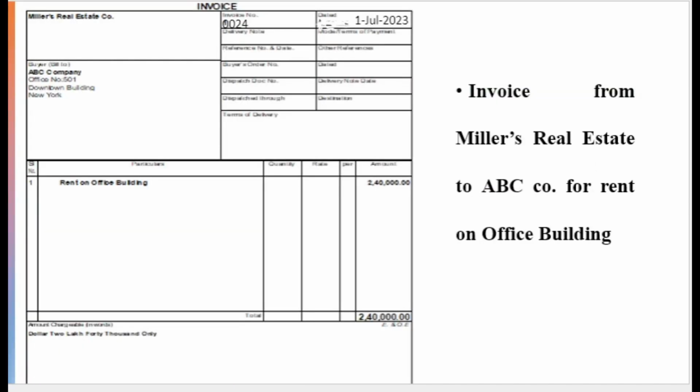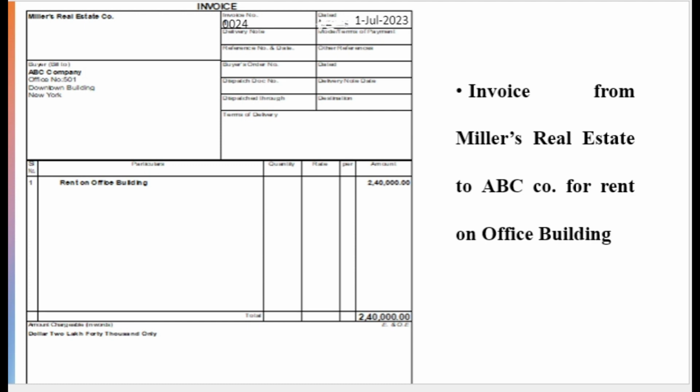This is a dummy invoice that I have made. In this, the supplier or the real estate who gives the office building is Miller's Real Estate. Invoice number is 0024. Date on which this invoice is raised is 1st of July 2023. And the rent is for a period of 12 months.